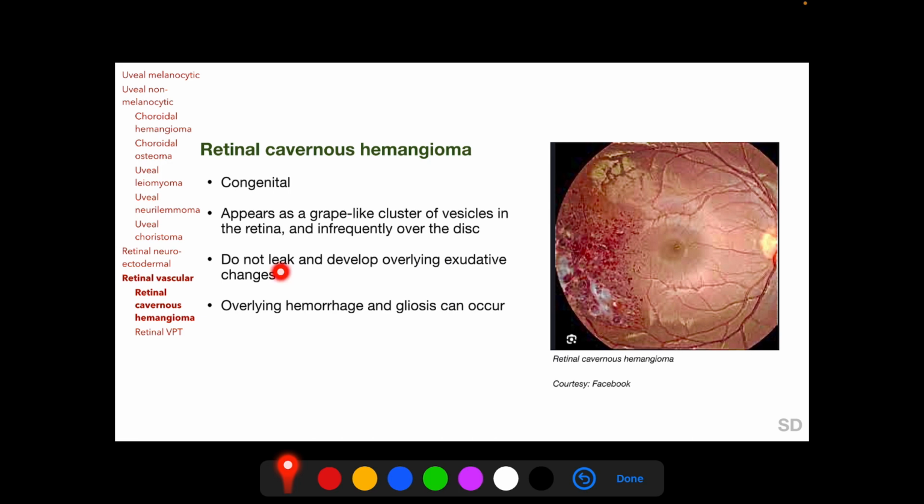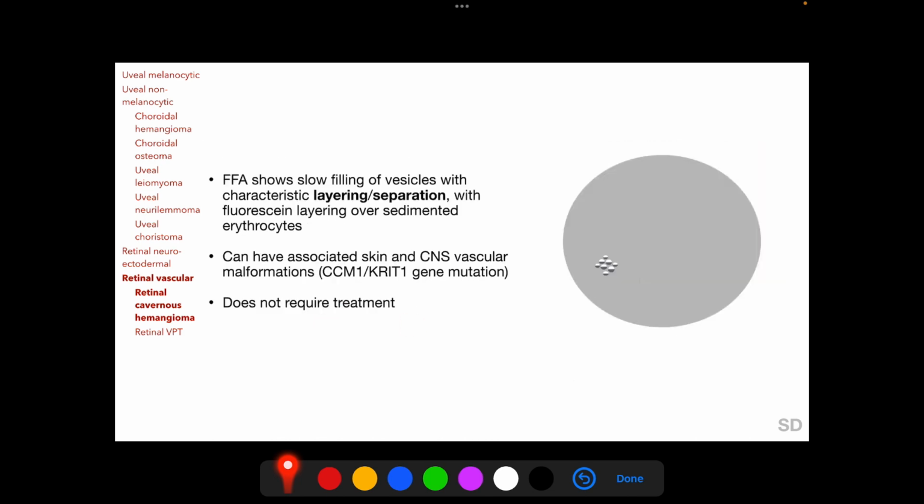They neither leak nor do they develop overlying exudative retinal detachment, but overlying hemorrhage and gliosis can occur. Fluorescein angiography shows low filling of vesicles with characteristic layering or separation within the vesicles, with fluorescein layering over sedimented erythrocytes below, as shown here in this diagram. Cavernous hemangiomas of the retina do not require any treatment.